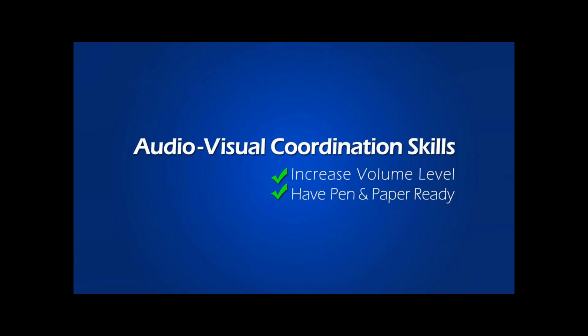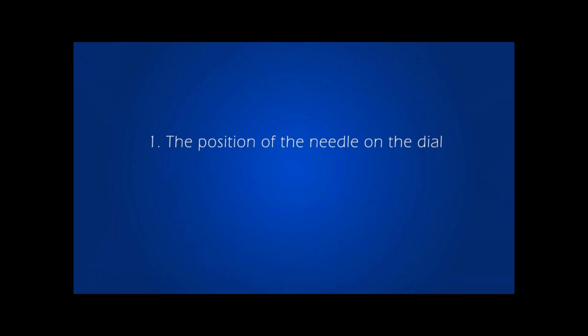There are two main areas that you need to focus on when determining a blood pressure reading. One, the position of the needle on the dial, and two, the Korotkov sounds. We will refer to the Korotkov sounds as thumping sounds for the duration of this video.